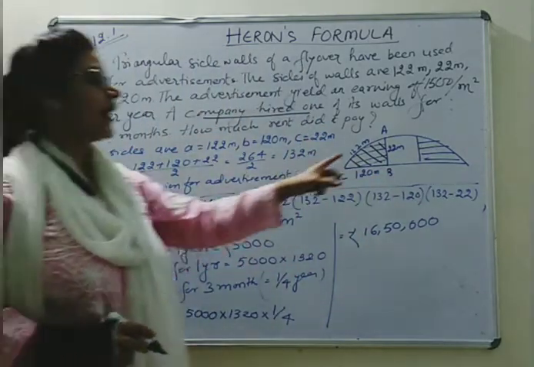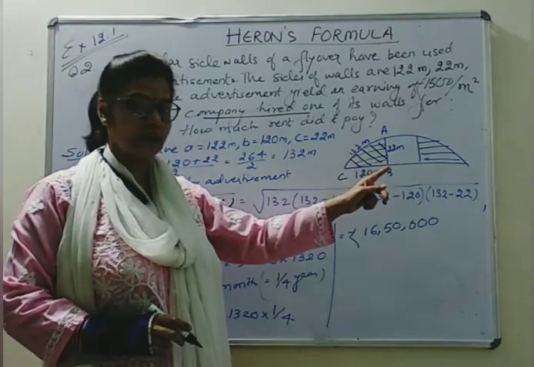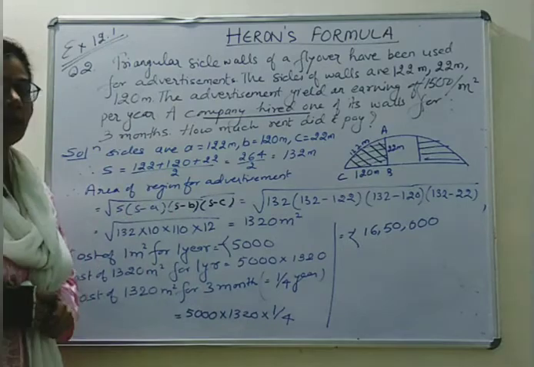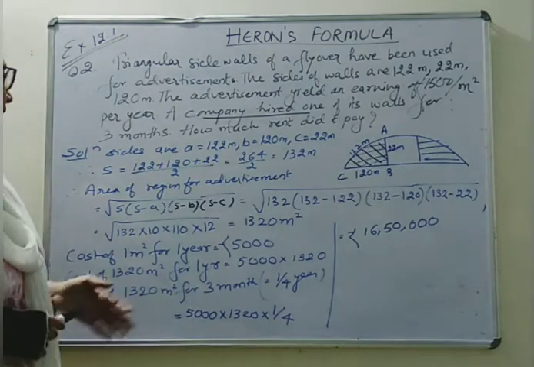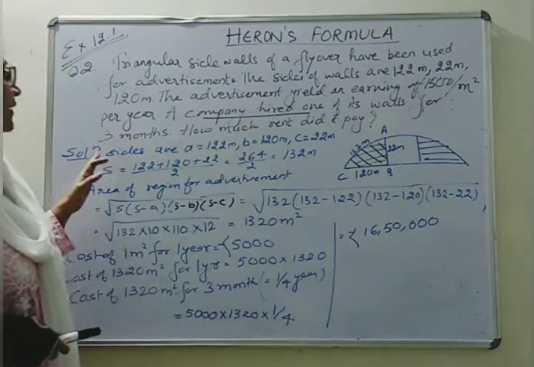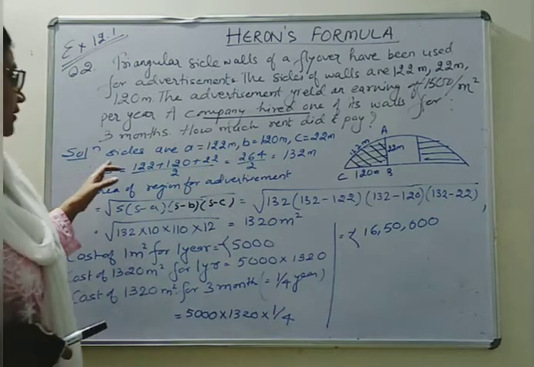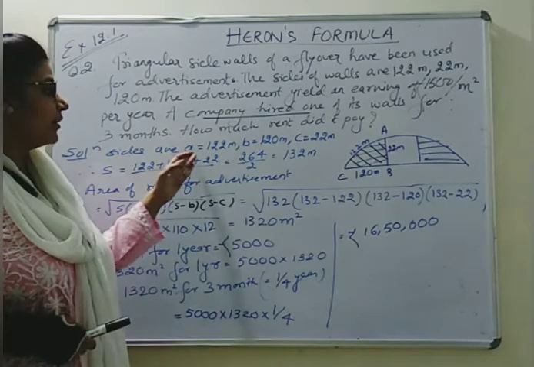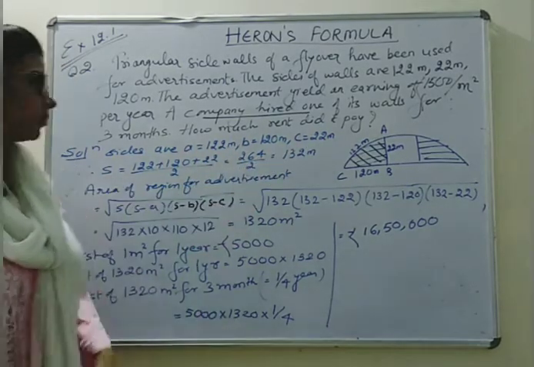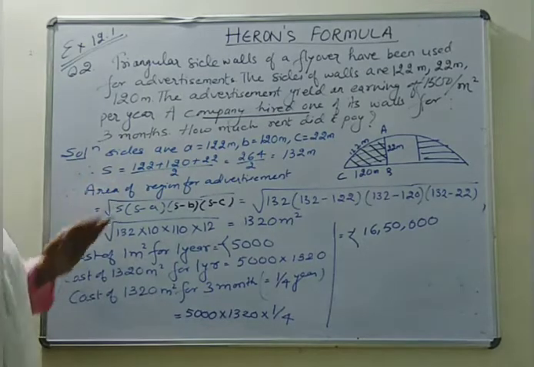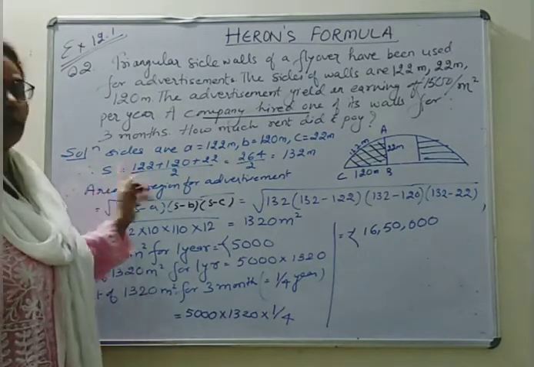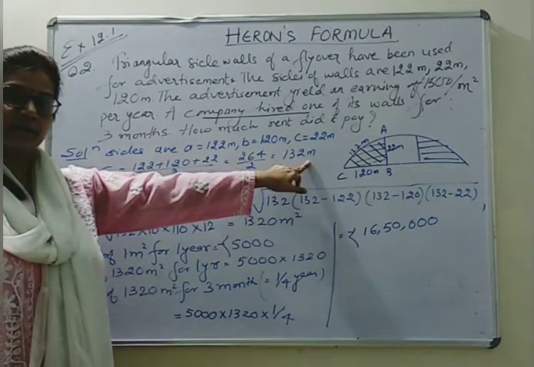So first of all, we have to calculate the area of the triangle. And as all the 3 sides are given, we will find the area using Heron's formula. So the sides in the triangle are A equal to 122 meter, B is this much, C is this much. To apply Heron's formula, first we have to find S. Our S is 132 meter.